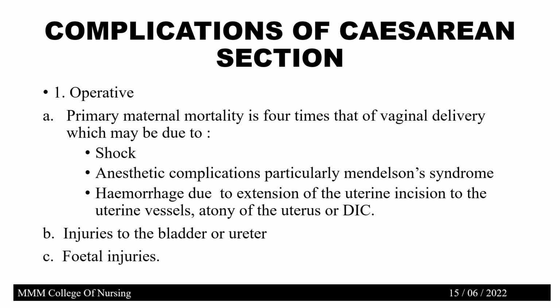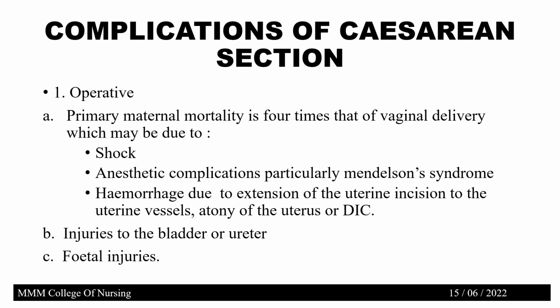Now we'll see about the complications of cesarean section. First is operative. The primary maternal mortality is 4 times that of vaginal delivery, which may be due to shock, anesthetic complications, hemorrhage due to extension of the uterine incision to uterine vessels, and atony of the uterus or disseminated intravascular coagulation. These are some of the complications during the cesarean section, that is, primary complications. Next is injuries to the bladder. So we are deflecting the bladder with a Doyen's retractor. There may be some injuries to the bladder, but it does not occur usually.